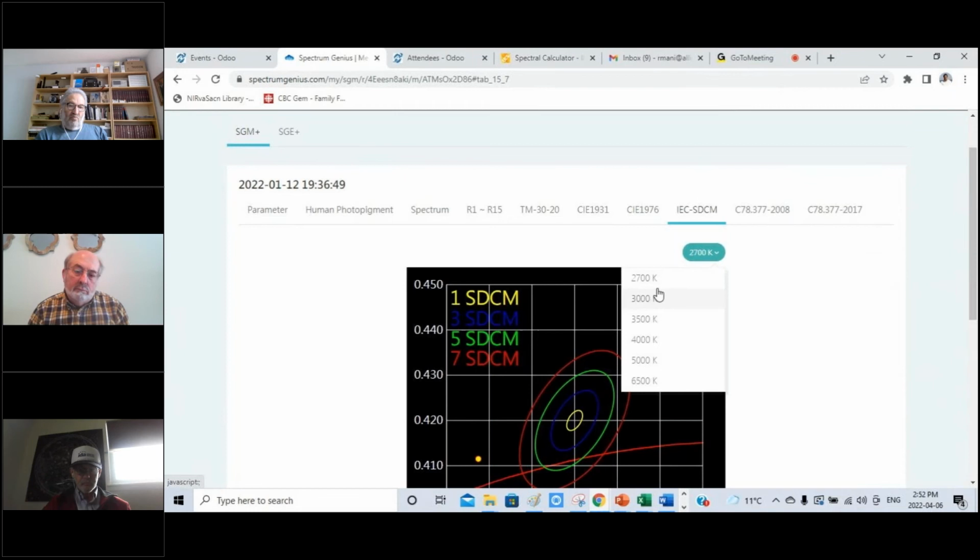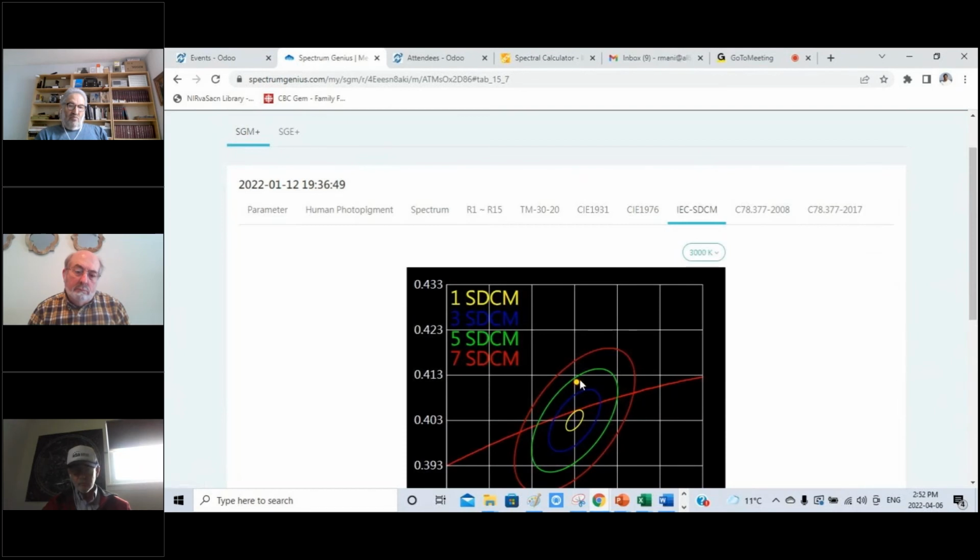the 3000. I should choose the temperature that is closer to the color temperature of the source. So 3000 would bring it here. You can see within 5 SDCM. But if I go 2700, it jumps out. So that's what you have to do.